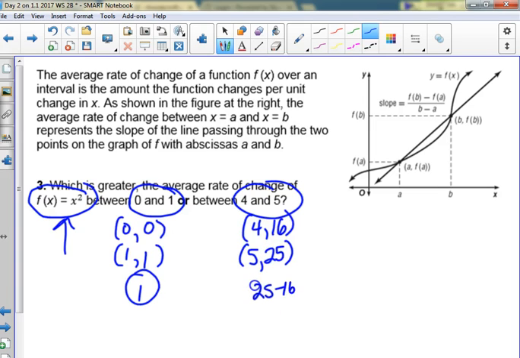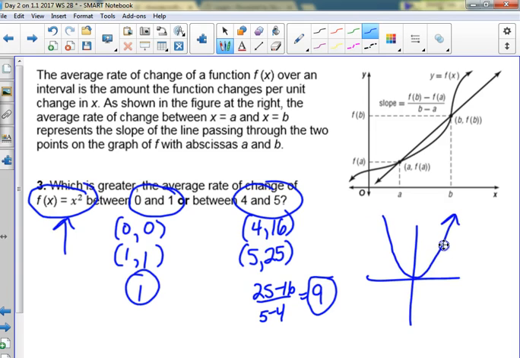So now I have to do this rate of change, which is what? 9? Did I subtract right? I hate subtracting. Okay. So the rate of change is much greater. Does that make sense? If you visualize that parabola, does it make sense that it's going to be much steeper over here than it is right there? Yes? Okay.